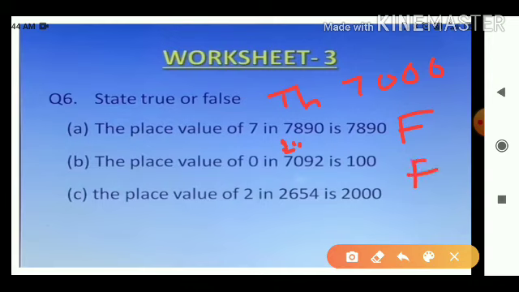See the last one. The place value of 2 in 2654 is 2000. We will find out. 2 is in thousands position here. So, 2 multiplied by 1000 is 2000. It is correct. So, it is true.